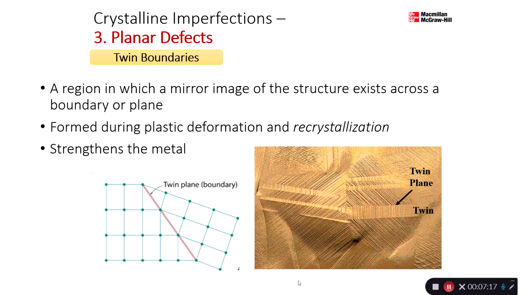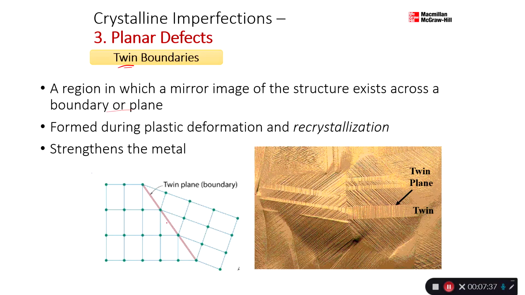Okay, so another type of plane defect is twin boundaries. We know what a twin is, right? So this is a region where a mirror image of the structure exists across a boundary or plane. Again, this boundary or this plane is imaginary.